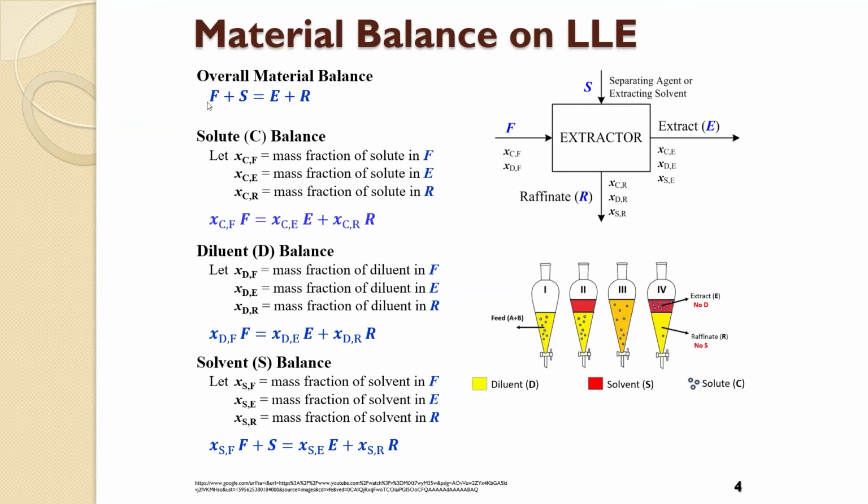Therefore, if I ask you to do a solute balance, it's X of C in F times F, and then there's no solute in the solvent, that's why you won't see it here. And then X of C in E times E, X of C in R times R. Diluent balance also. If you want solvent balance, it's okay. What you'll notice is that there won't be any solvent in F, and it's pure solvent S.